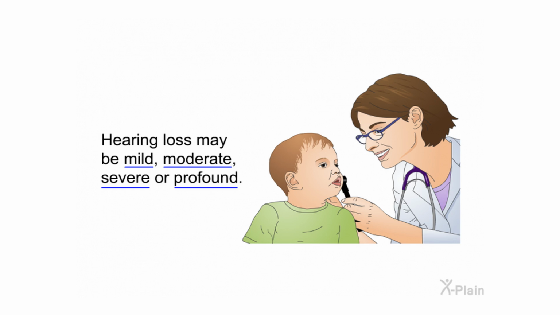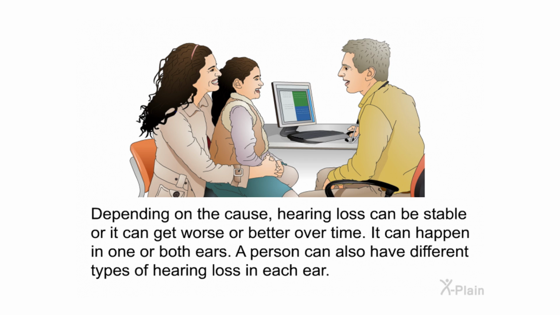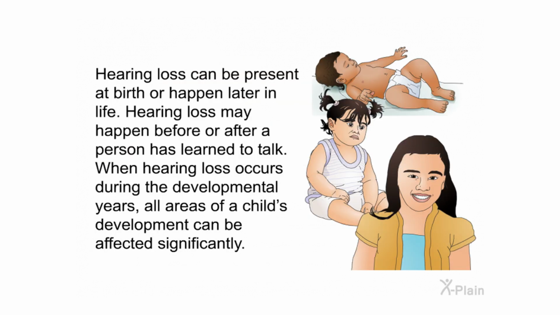Hearing loss may be mild, moderate, severe, or profound. Depending on the cause, hearing loss can be stable or it can get worse or better over time. It can happen in one or both ears. A person can also have different types of hearing loss in each ear. Hearing loss can be present at birth or happen later in life. Hearing loss may happen before or after a person has learned to talk. When hearing loss occurs during the developmental years, all areas of a child's development can be affected significantly.